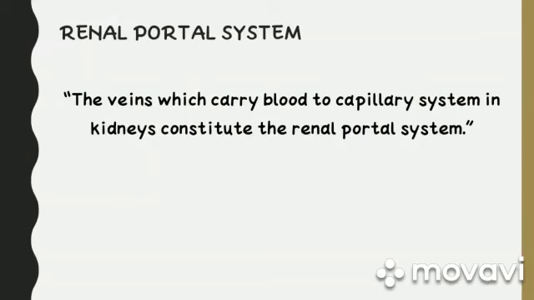Then we have a next system, that is the renal portal system. Renal means kidney. The word renal relates to kidneys. For example, renal failure means kidney failure. So the renal portal system would relate to kidneys. The veins which carry blood to the capillary system in kidneys constitute the renal portal system.